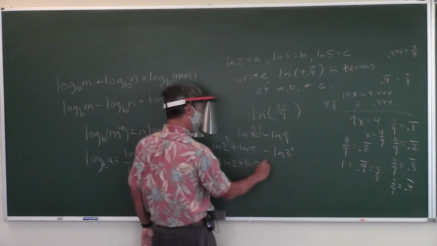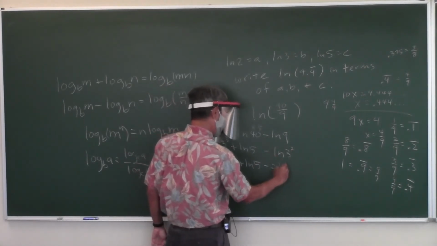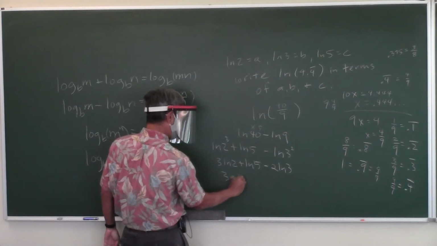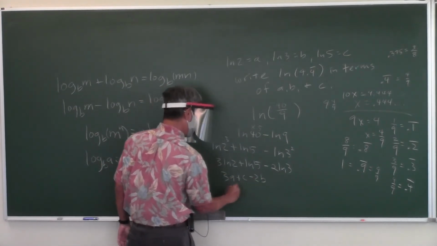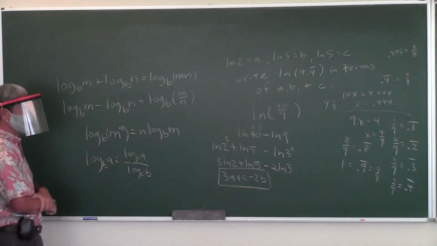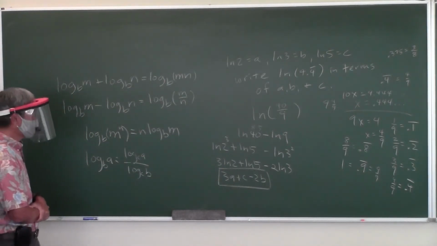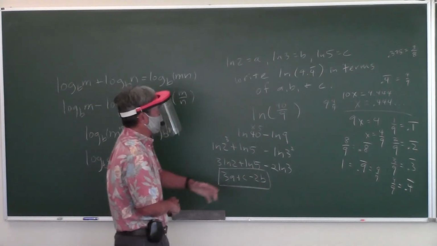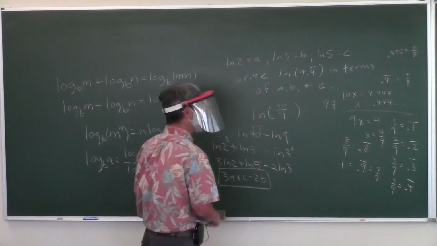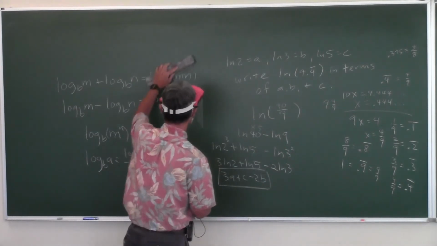So if I use that property, put the 3 in the front, you get 3 natural log 2 plus natural log 5 minus, put the 2 in the front, 2 natural log 3. Final answer is going to be 3a plus c minus 2b. Box that, that's the answer. This is to test to see if you know your properties of logarithms. And I guess it's also a test to see if you can change a decimal into a fraction. I didn't think we had to worry about that, but I guess we have to.